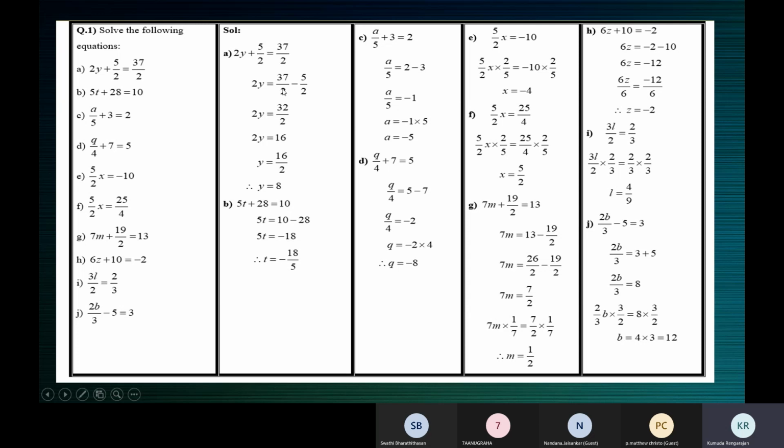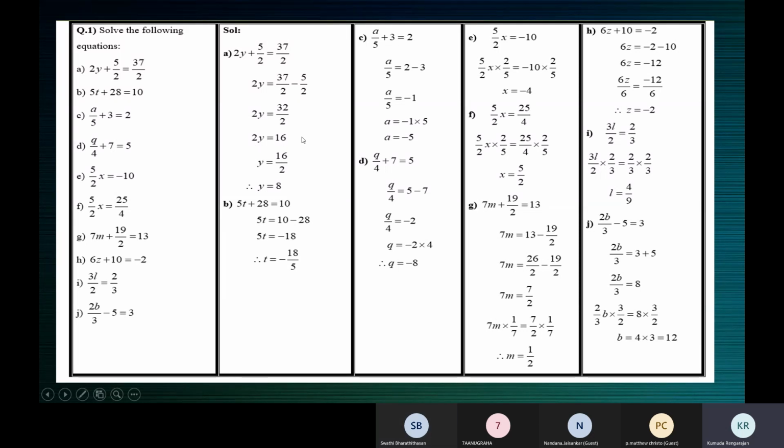Like fractions, so you can directly subtract the numerators. 37 minus 5 is 32 by 2. Now 32 by 2 is 16. So 2y is equal to 16. Now, how do you get rid of 2? You'll have to divide both the sides by 2, right?